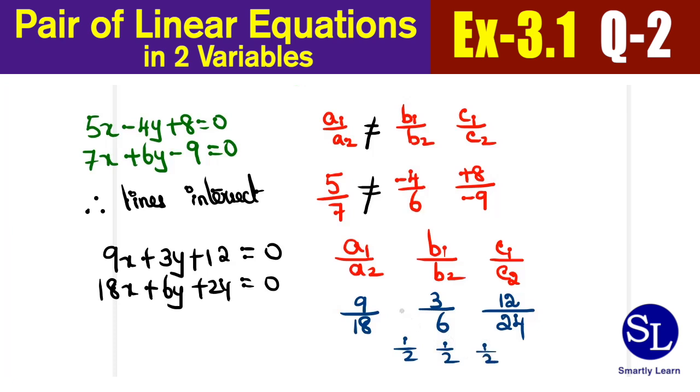So in this case, A1 by A2 is equal to B1 by B2 is equal to C1 by C2. If this condition is true, then that means one line overlaps with the other, which means the lines are coincident. Okay, so in the first case they intersect and in this case they are going to be coincident.